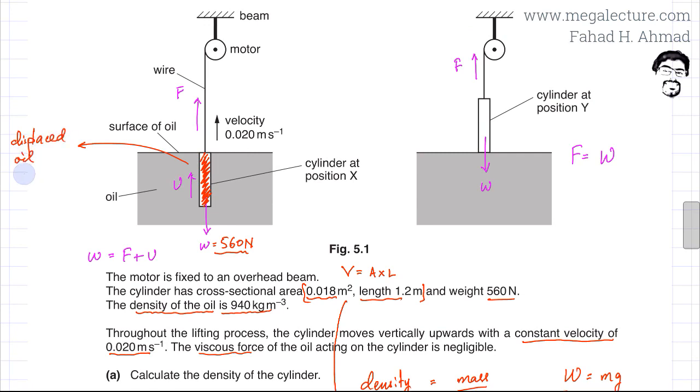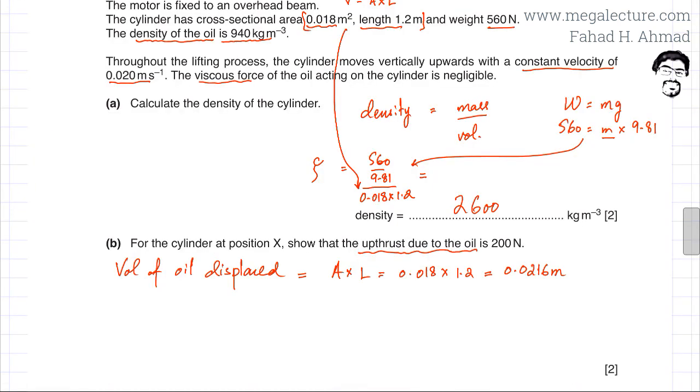Now the amount of displaced oil would be equal to the volume of the cylinder. So the volume of the cylinder is already known. It's cross-sectional area times length. So that is given, so we would be able to figure out how much oil has been displaced. So the volume is going to be 0.018 multiplied by the length, which is given as 1.2 meters. And this volume comes out to be equal to 0.0216 meters cubed. So this is the amount of oil that has been displaced. So I've copied my working over here. The volume of oil displaced is 0.0216 meters cubed.